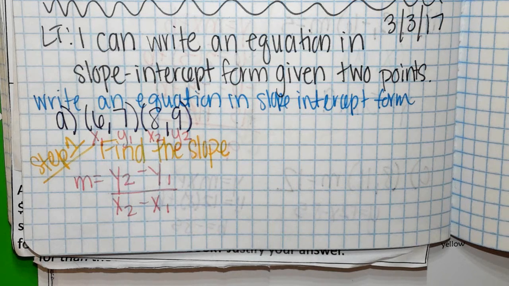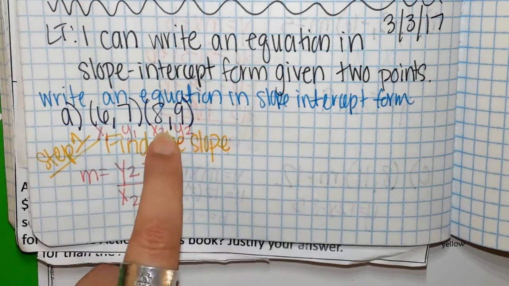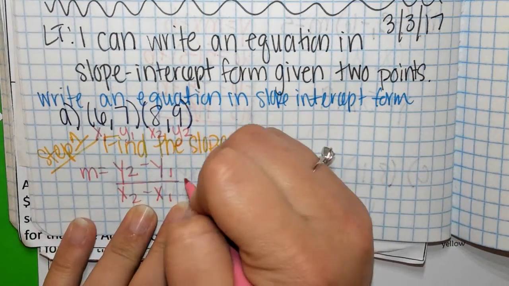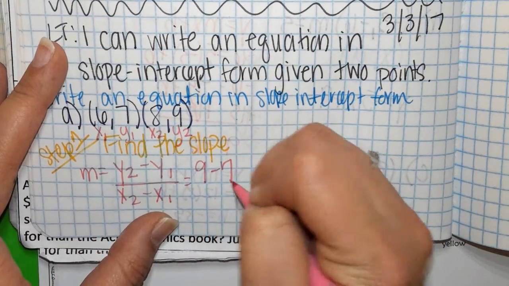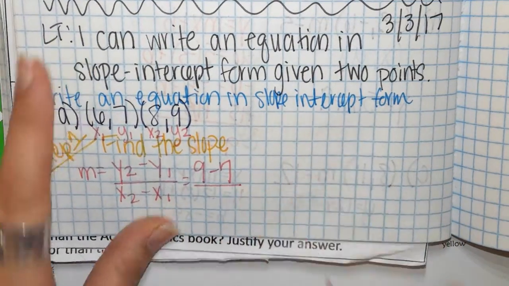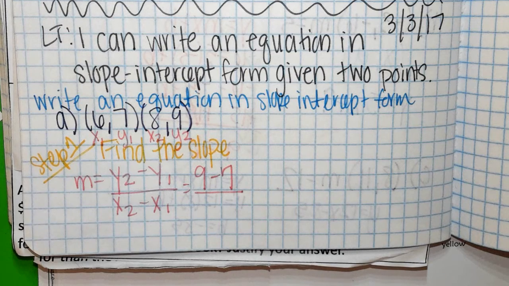Now we're subtracting our y's and we subtract our x's. What is y2? Well, 9. Minus 7, because that's y1. Wait, don't go any further. Does everybody see where we got those numbers from? Are we sure? Yes. Okay.